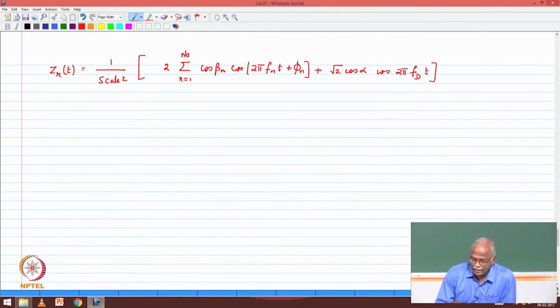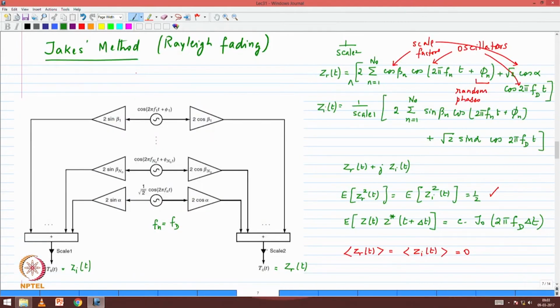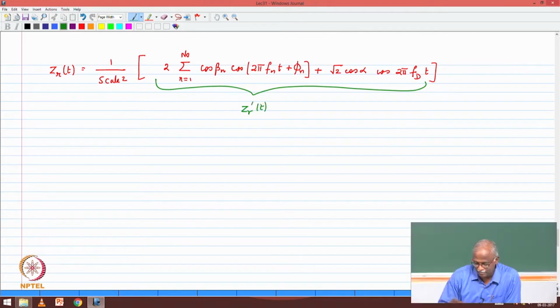Actually it's not 1 by scale 2, we wrote it as multiplication by scale 2. If I take this portion of it, let me call that ZR prime of t, this minus the scale factor. The time average of ZR prime of t whole squared is what we had computed yesterday. I think that comes out to be 2 times n0.